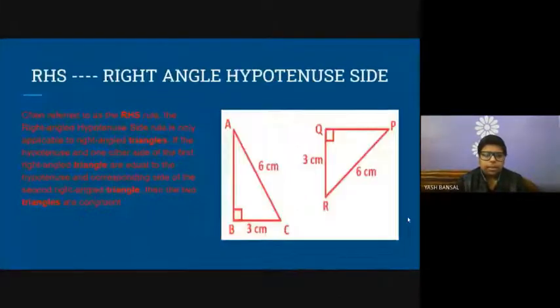RHS, often referred to as the RHS rule, stands for right angle hypotenuse side. The rule is only applicable to right angle triangles. If the hypotenuse and one other side of a first right angle triangle are equal to the hypotenuse and corresponding side of the second right angle triangle, then the two triangles are congruent.